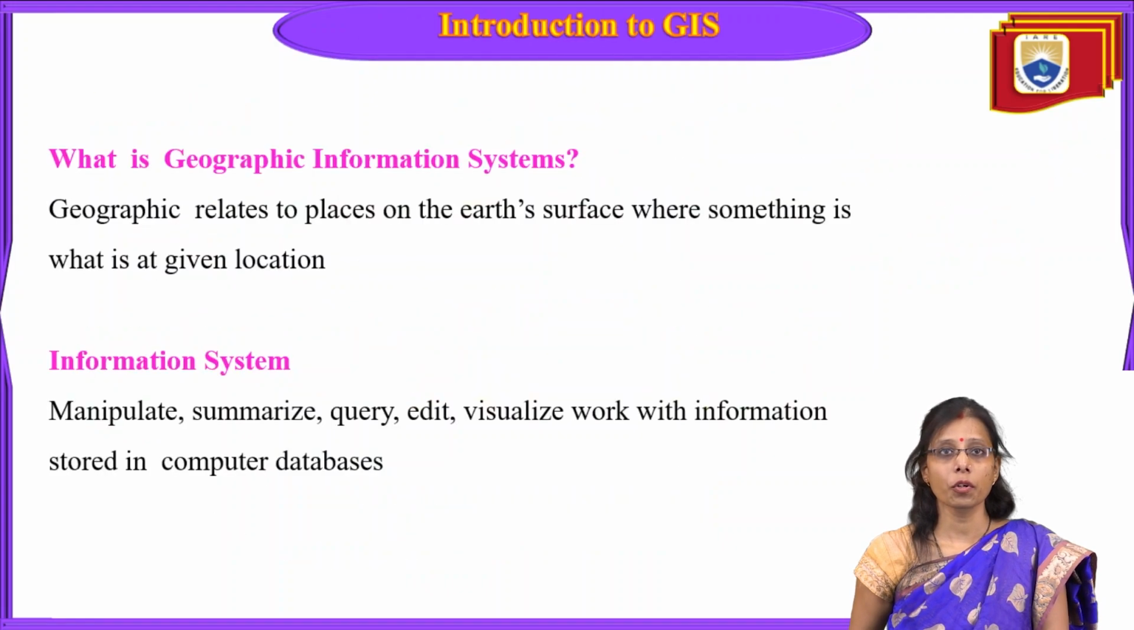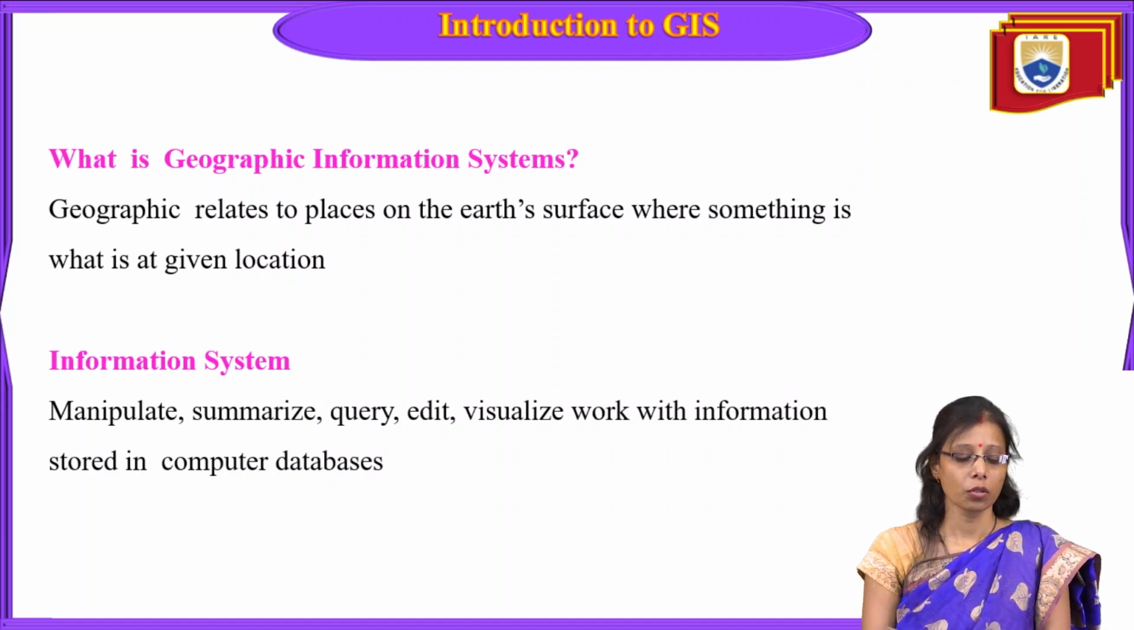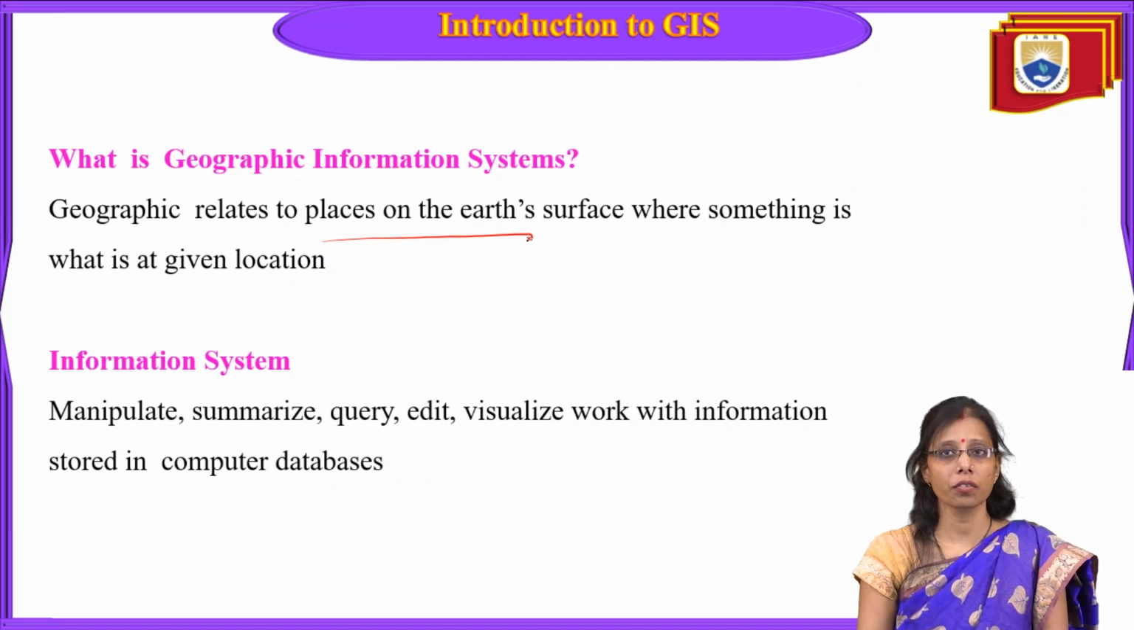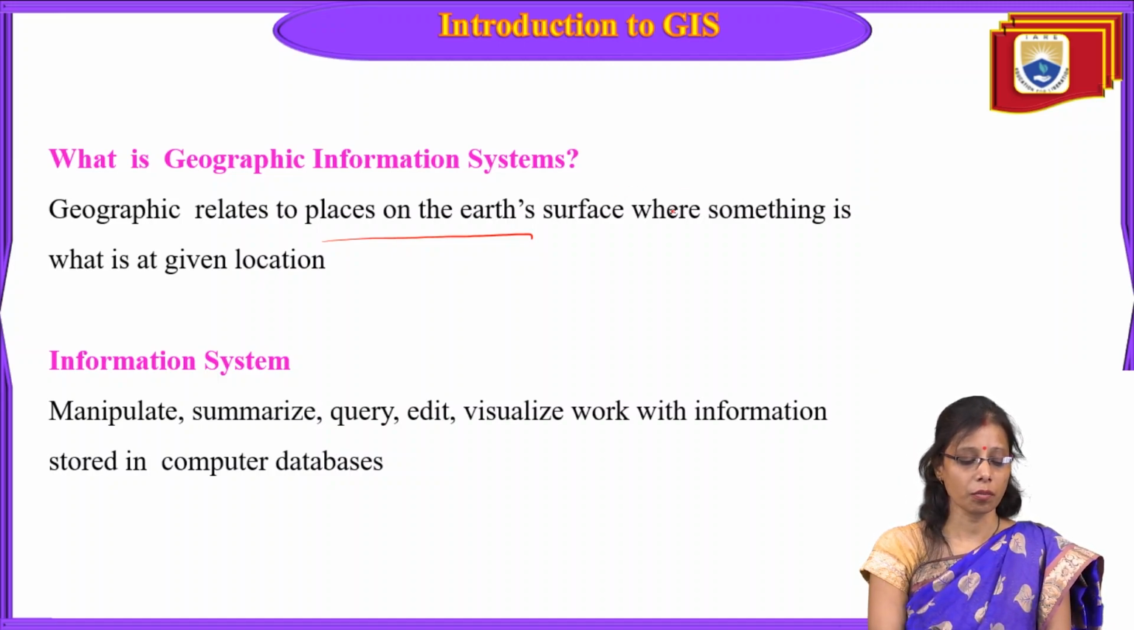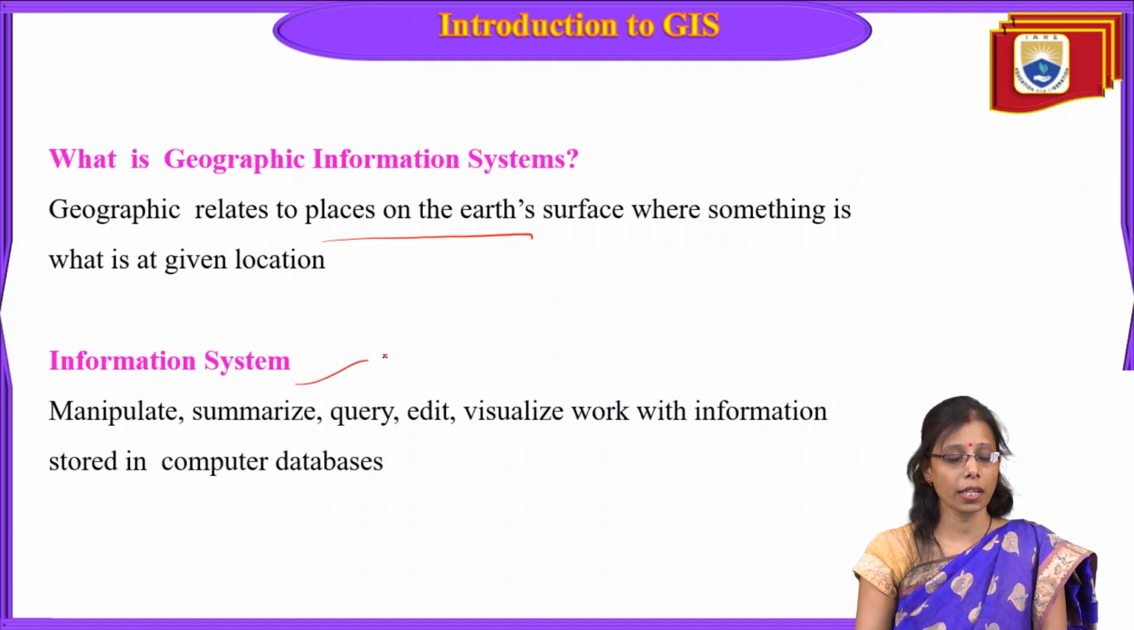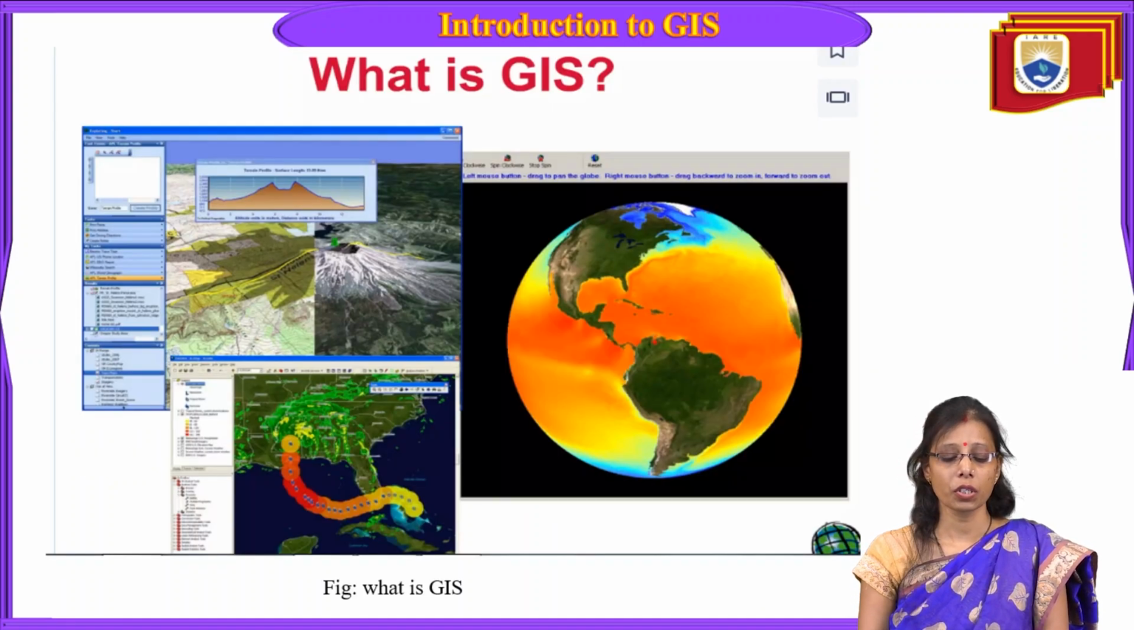So this is about what geographic information systems are. Geographic relates to the places on the Earth's surface, what is at a given location. Whatever information is on the Earth's surface or at a location, this geographic information system shows that kind of information. Now, what is an information system? An information system is about manipulating, summarizing, querying, editing, visualizing, and working with information stored in computer databases. Now, if you look at this figure, this is the entire Earth.